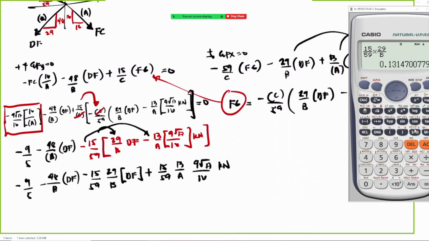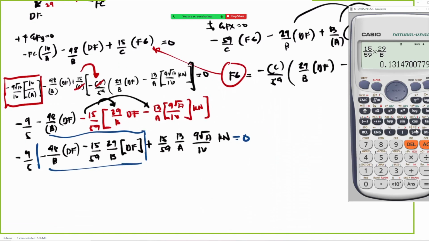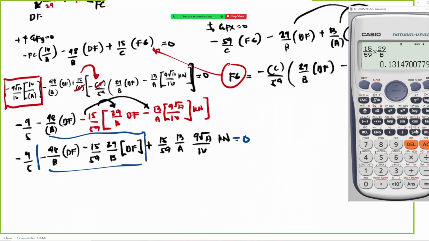Okay? So, what we can do is pagsamahin na natin yung mga unknown variable, which is this one, will result to this is equal to 0. That will result to what? Okay, click natin, that is negative 48 over store B minus negative 15 times 29 over 59 times store B. Okay?